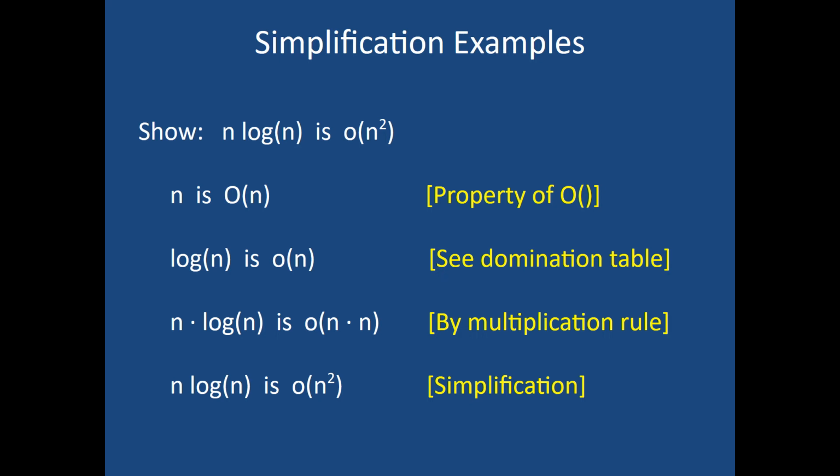Okay? So split it into two pieces on both sides, show that you've got a big O relationship here, a little o relationship there, and then you can conclude that the right-hand side product dominates the left-hand side product. Let's try it again.